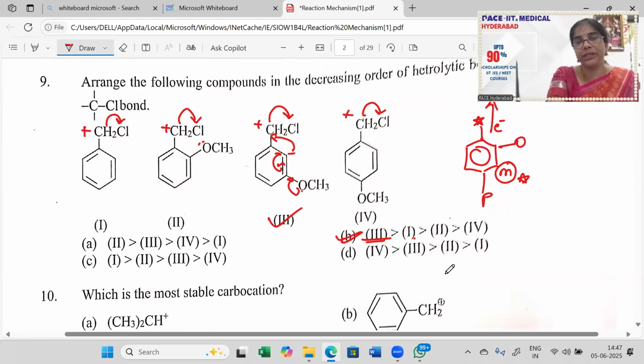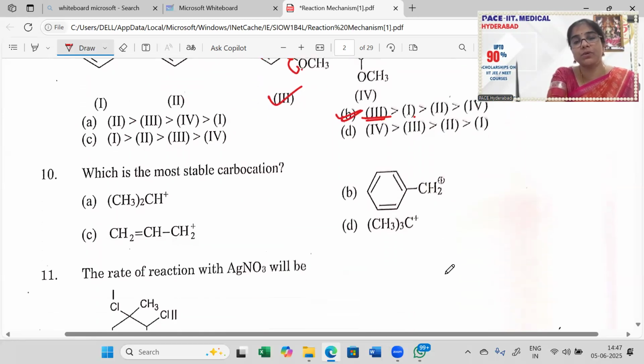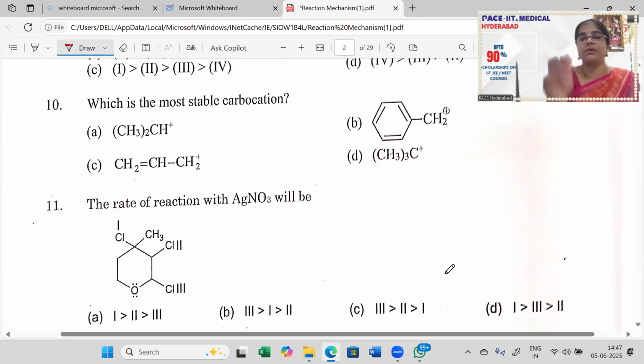All right. Moving on, which is the most stable carbocation? Stable carbocation. So do you see this part?